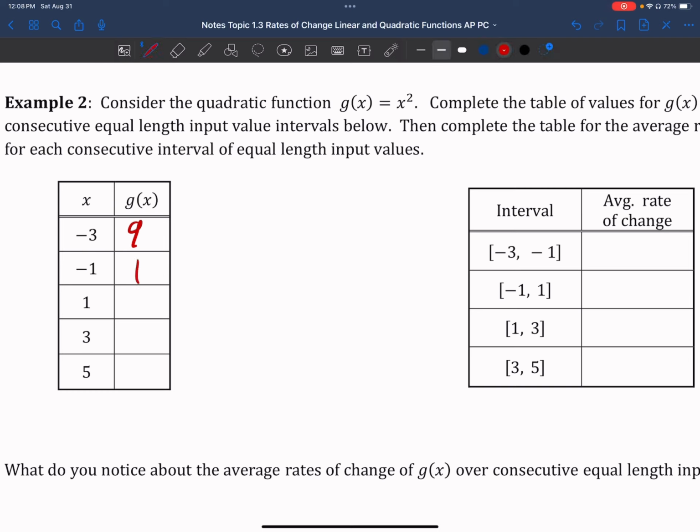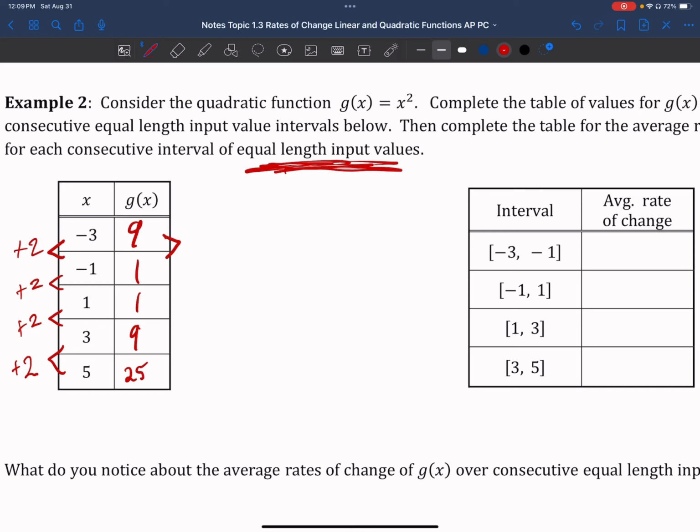Next one, I'm going to continue the process. 1 squared, which is 1. 3 squared, which is 9. And then 5 squared, which is 25. After that, I'm going to do the change in x first. So to get from -3 to -1, I'm adding 2. From -1 to +1, I'm adding 2. From 1 to 3, I'm adding 2. And then from 3 to 5, I'm adding 2. I already knew that because they told me that I'm working with consecutive intervals of equal length input values.